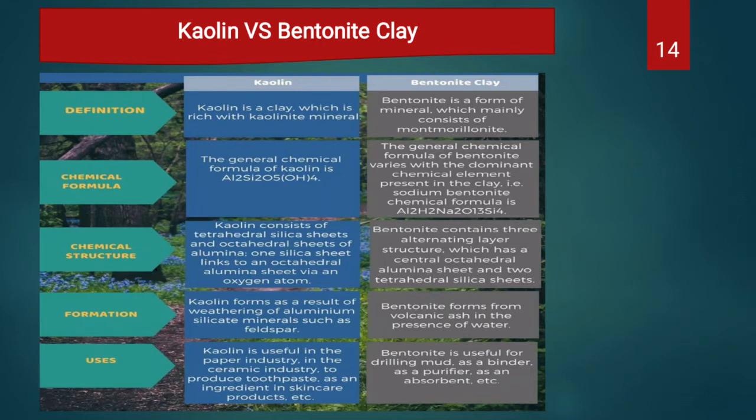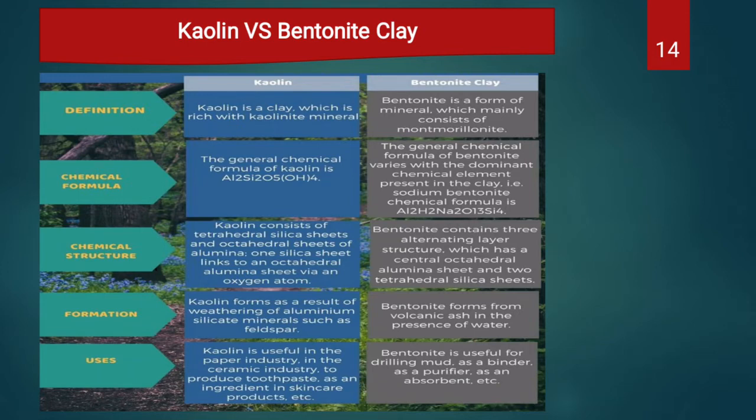Kaolin and bentonite also come under the category of cathartics. Kaolin is a clay which is rich in kaolinite mineral, whereas bentonite is a form of mineral which mainly consists of montmorillonite. The general chemical formula of kaolin is Al2Si2O5(OH)4, whereas the general formula for bentonite varies with the dominant chemical element present in the clay.